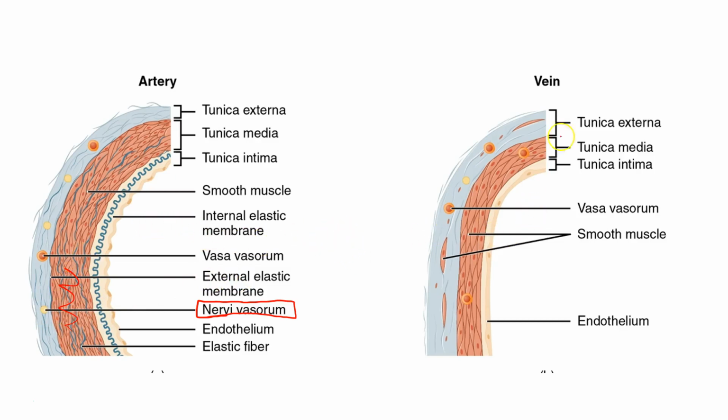You see a lot of the same things in the vein, but note that there is no internal elastic membrane and no external elastic membrane, and the smooth muscle, again, is quite a bit thinner. The reason for all of these features is that veins are low pressure and arteries are high pressure, so in order to sustain that chronic high pressure, there has to be extra structural support and strength in the arteries.